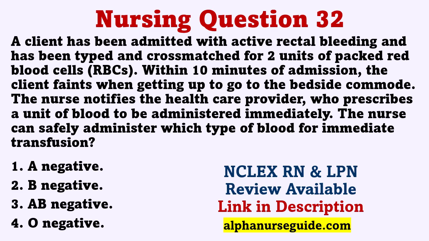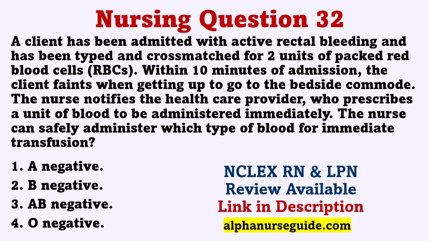A client has been admitted with active rectal bleeding and has been typed and cross-matched for 2 units of packed red blood cells. Within 10 minutes of admission, the client faints when getting up to go to the bedside commode. The nurse notifies the healthcare provider, who prescribes a unit of blood to be administered immediately. The nurse can safely administer which type of blood for immediate transfusion? 1. A negative. 2. B negative. 3. AB negative. 4. O negative.